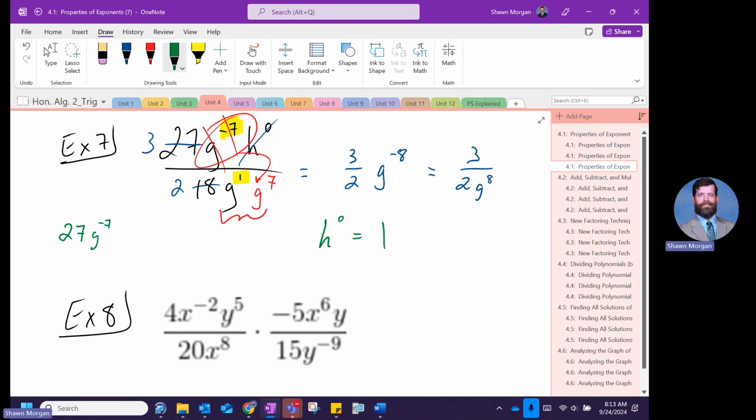Why is it separated? g to the negative 8? You could have said g to the negative 8th right there. But what you don't want to do is subtract the exponents and move it to the bottom and keep the exponent negative in this example.